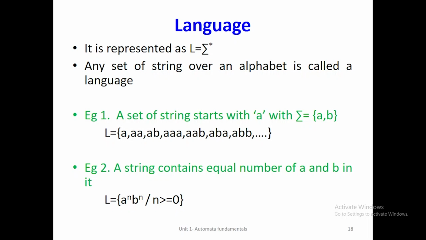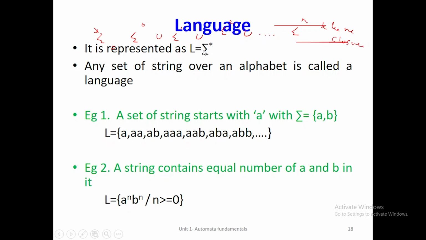Here the third concept of automata theory is language. A language is described with the notation or symbol L. We are aware that sigma star is the Kleene closure. Sigma star is equal to sigma power 0 union sigma power 1 union sigma power 2 union dot dot dot sigma power n, which is also called the Kleene closure. So you know about it.